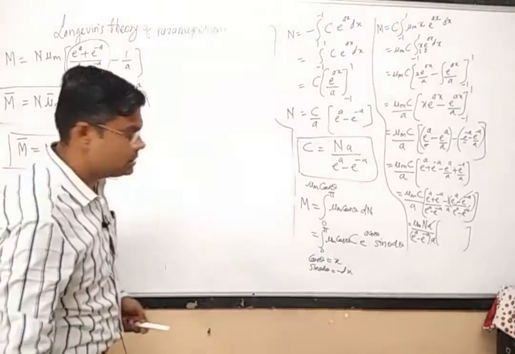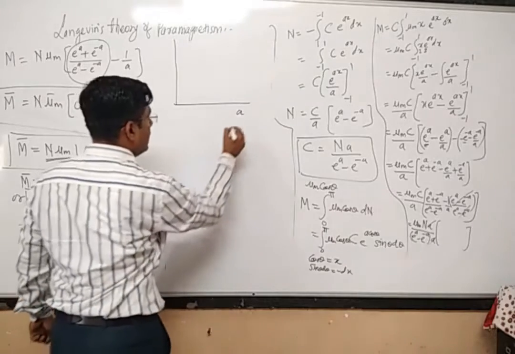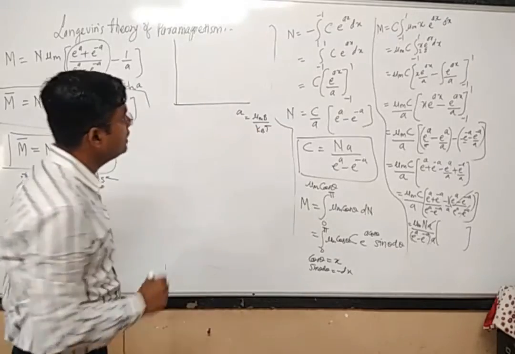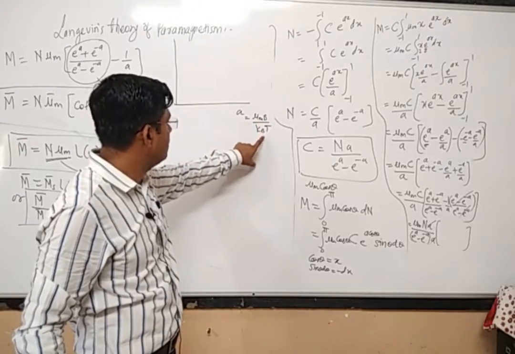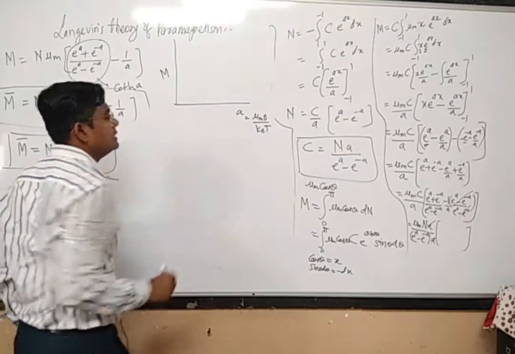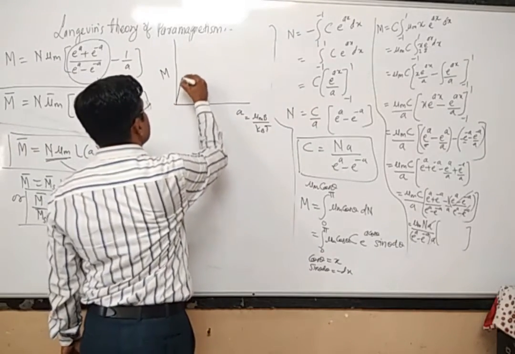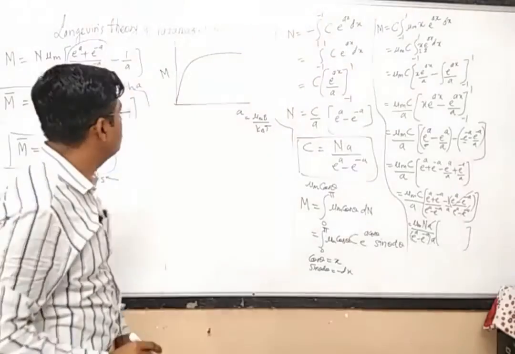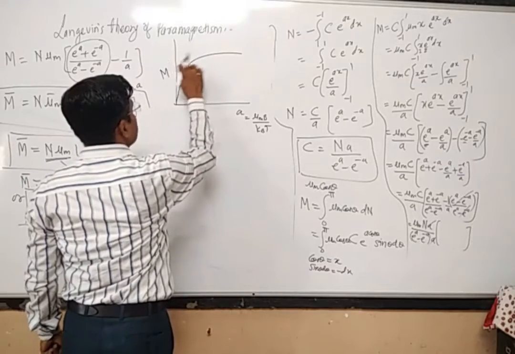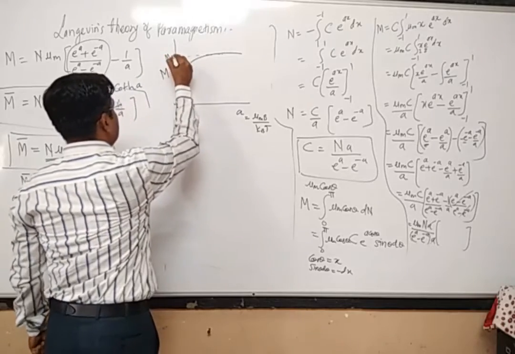If you plot this Langevin function, on the x-axis you have the value of a, and a is nothing but mu m B divided by kB T. Remember, we have put mu m B divided by kB T equal to a. On the y-axis, suppose magnetization M is plotted, then the Langevin function curve is like this. It gets saturated, and this maximum value of magnetization is nothing but the saturation magnetization.